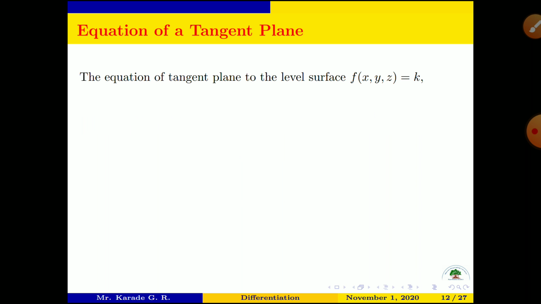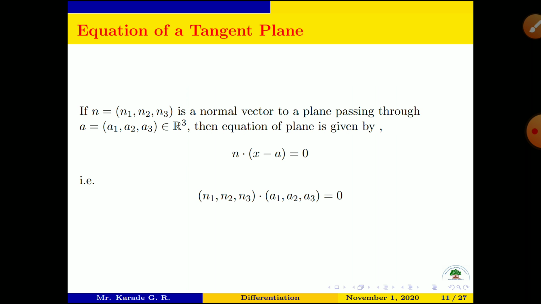The equation of tangent plane to the level surface f(x, y, z) = k. We can write, see here in the previous slide, the equation of tangent plane is obtained like this. Actually here must be the dot product of the vector (n1, n2, n3) with the vector (x minus a1, y minus a2, z minus a3) equal to 0. That must be our equation.